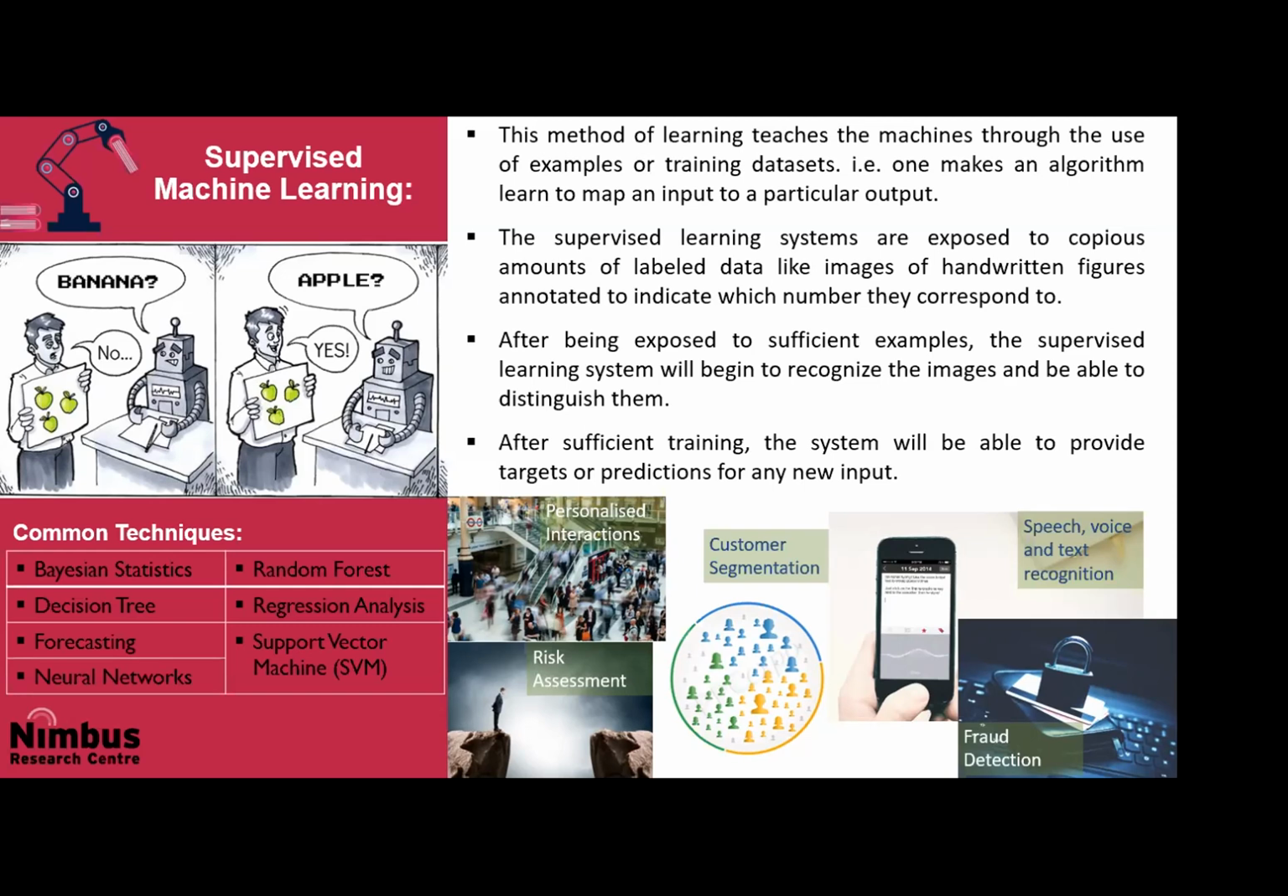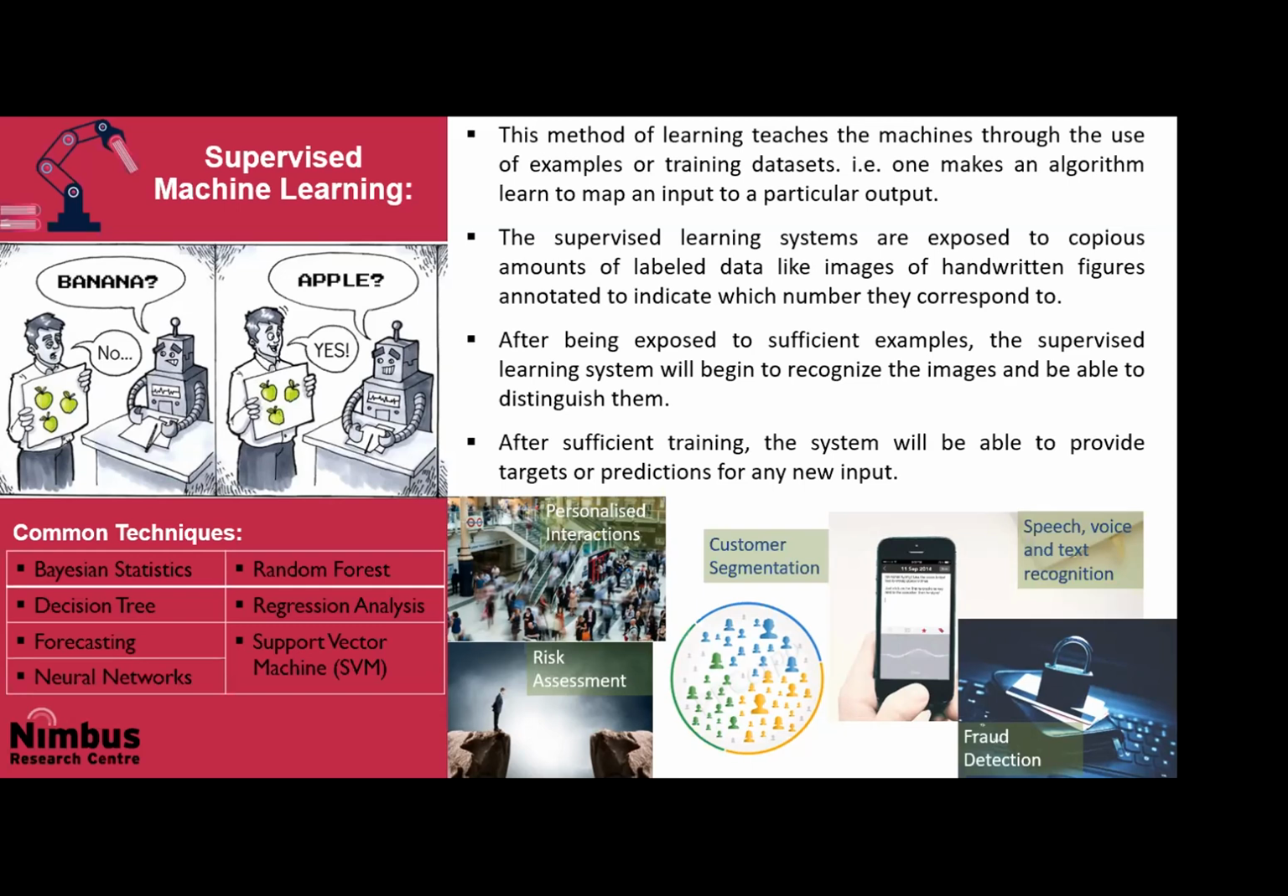After sufficient training, the system will be able to provide the targets or predictions for a new image, or the unknown image that it receives. So if a machine saw a green image, for example, it may well assume that it's looking at an apple and put it into folder 1.